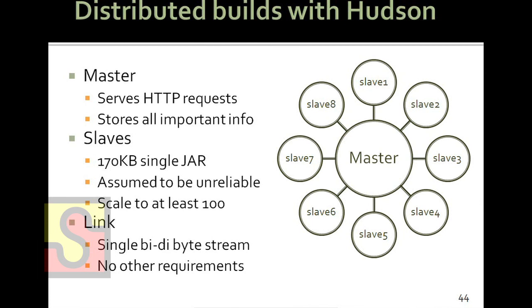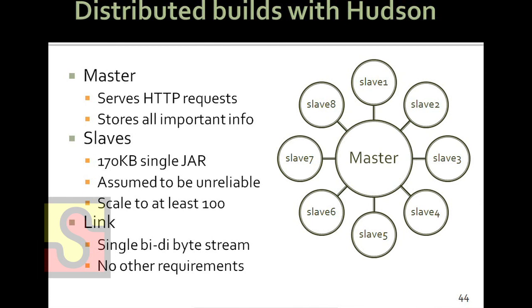You can have lots of slaves, and each slave is designed to be very simple to deploy. It only needs a 170 kilobyte jar file on that machine. And slaves are also assumed to be unreliable, meaning while the cluster is in operation, you can add or remove slaves. And as you can imagine, once you start having a fairly large number of machines, some of them will always have some kind of problems, right? So this is very important to make this whole thing work.